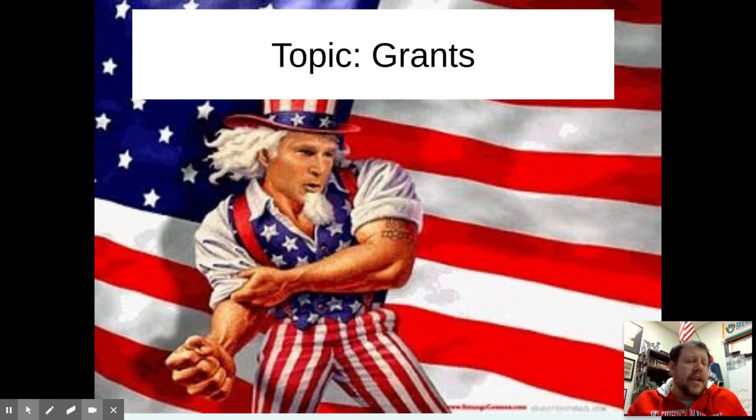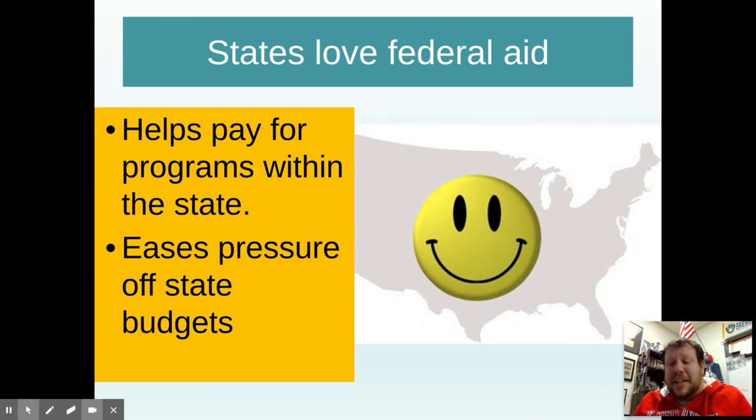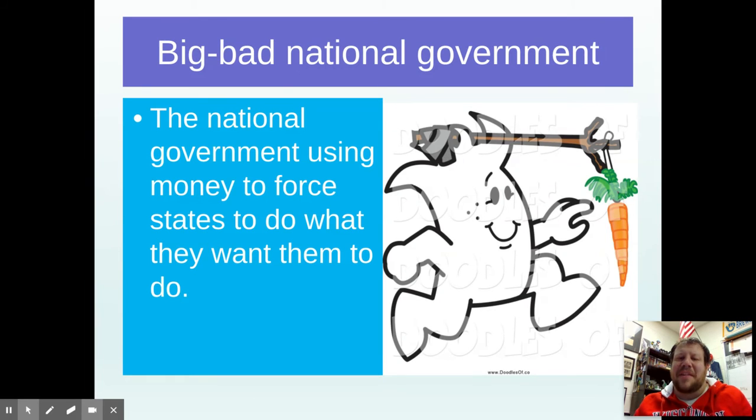Here are grants. Grants are the other side of this whole deal. Once again, remember, states love federal aid, and grants are more kind of like the bribery, the carrot and stick method I mentioned in my last video. Mandates are like, you have to do this, right? That's what a mandate is. Grants are like, come on, you want to do this kind of thing. Essentially here, it's the national government using their money and bribing states, if you will, kind of forcing them to do what they want them to do. It's that carrot and stick method, for my creepy little dude right here.